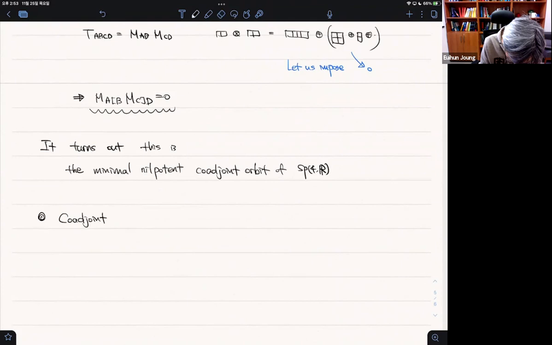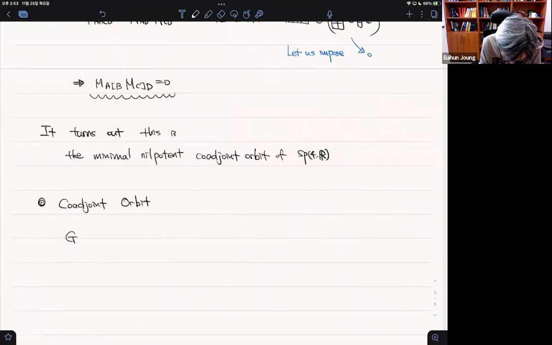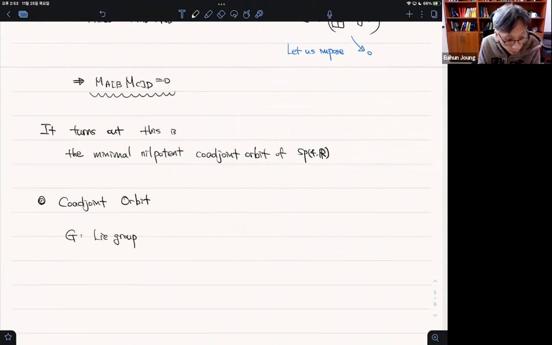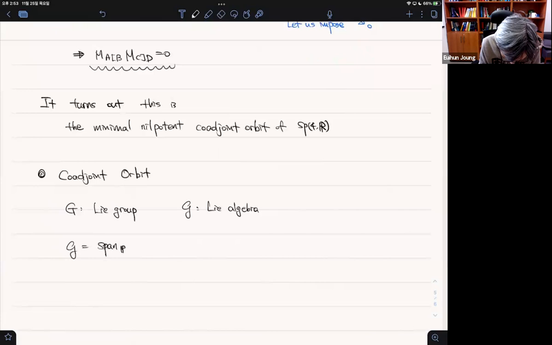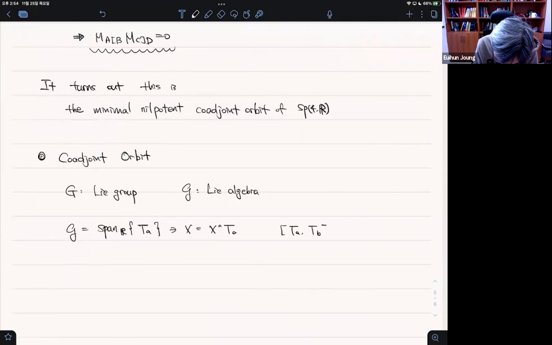So we begin with some Lie group G, and then the associated Lie algebra. The Lie algebra will be generated by a certain set of generators, call it T_A. And then a certain element will be given in terms of these generators like that. And then we assume there is a structure constant f_ABC like that.